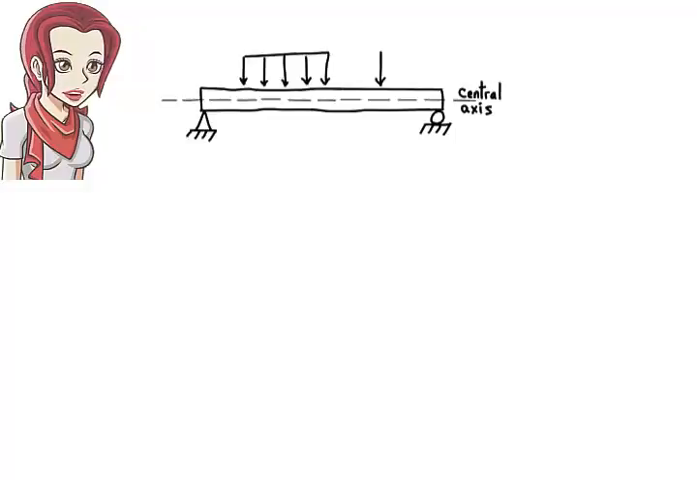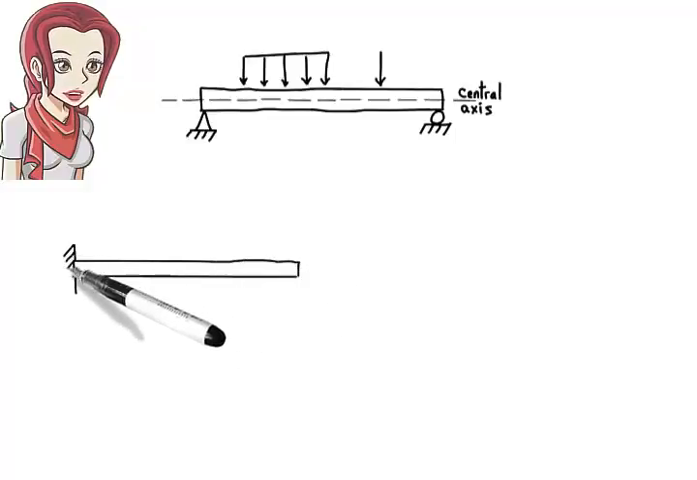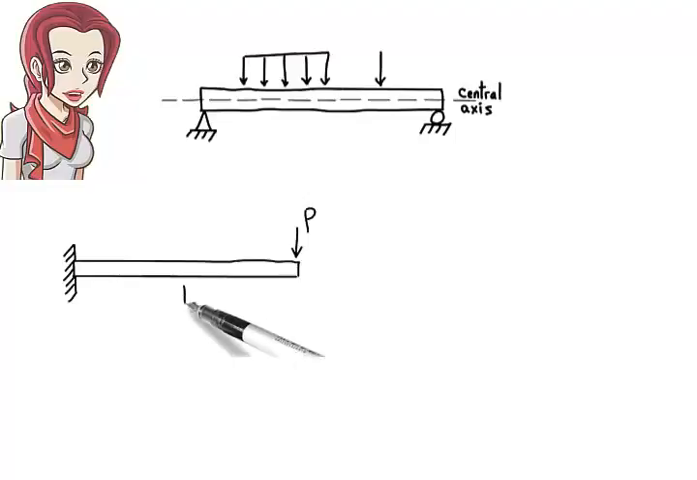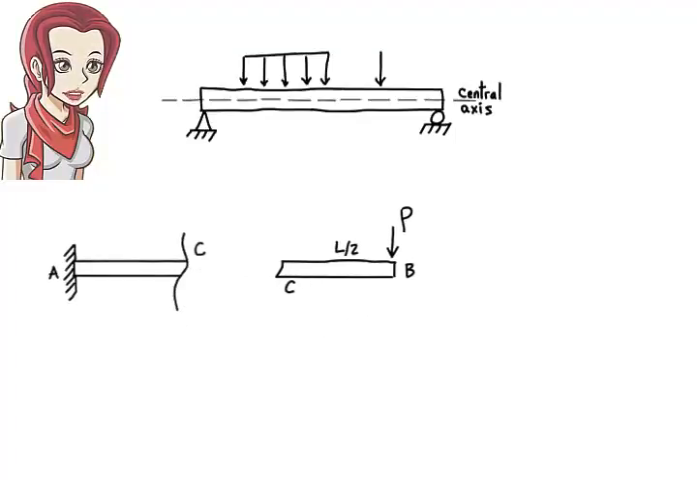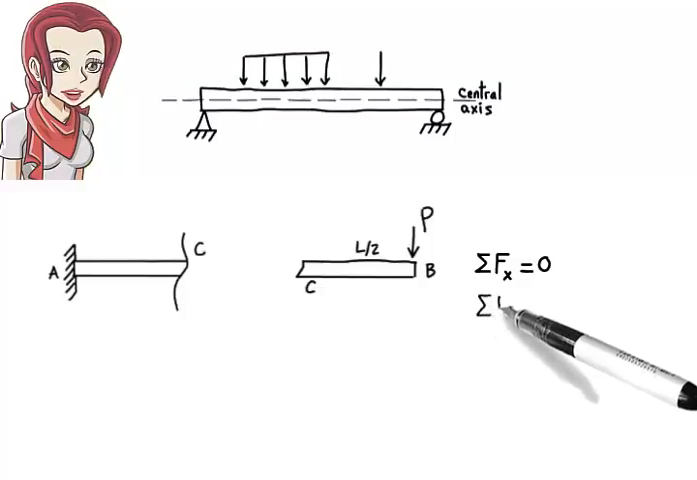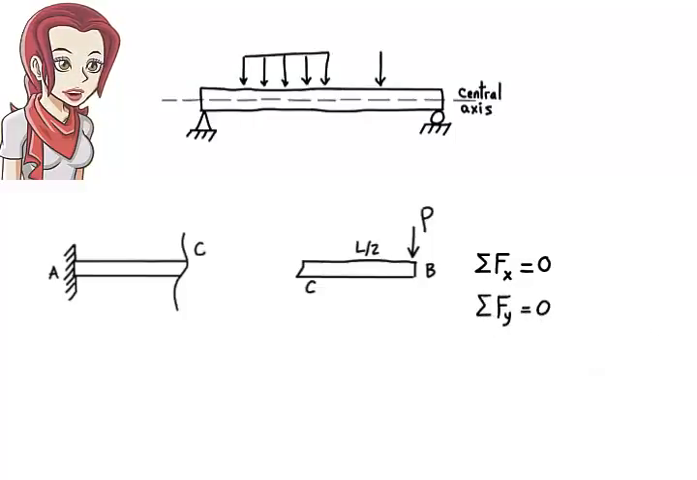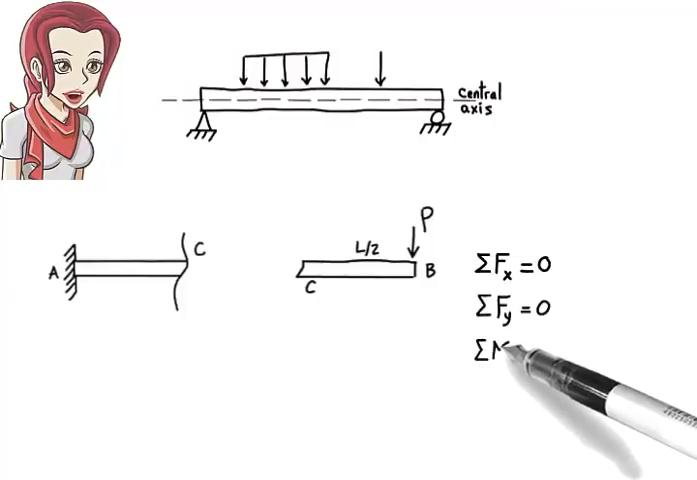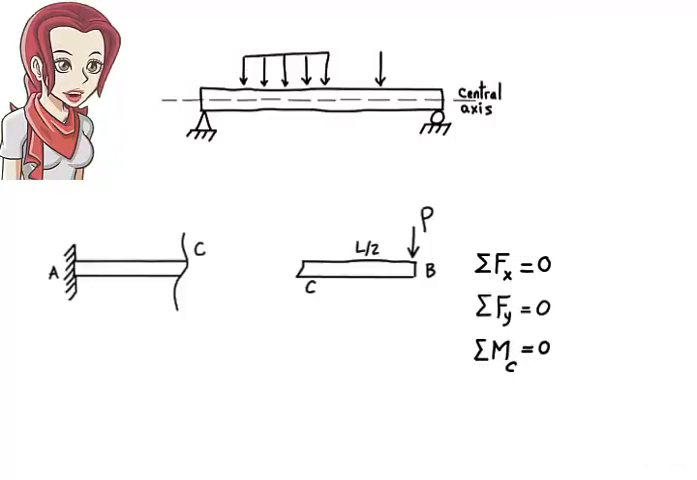a beam. Consider a cantilever beam subjected to a concentrated load at its free end. Suppose we conceptually cut the beam at its midpoint and choose to examine its right segment. Since the conditions of equilibrium must be satisfied for the segment, then we can write sum of the forces in the x direction must be 0. Sum of the forces in the y direction must be 0. And sum of the moments about, say, point C must be 0.